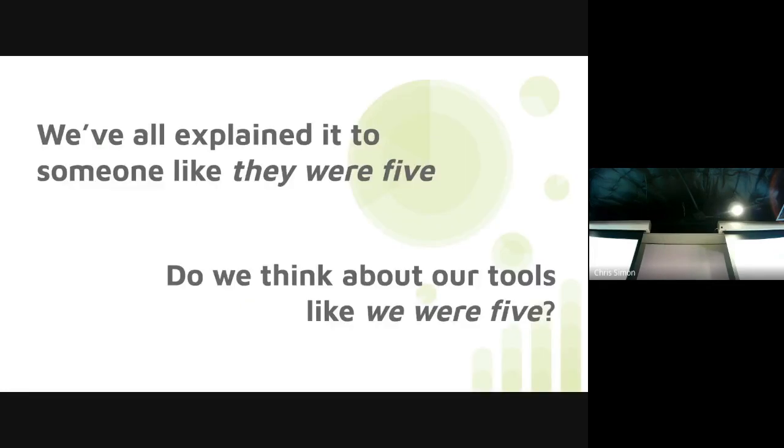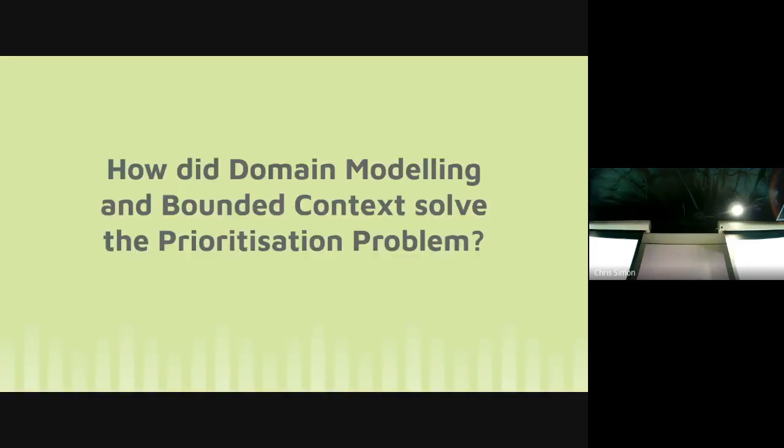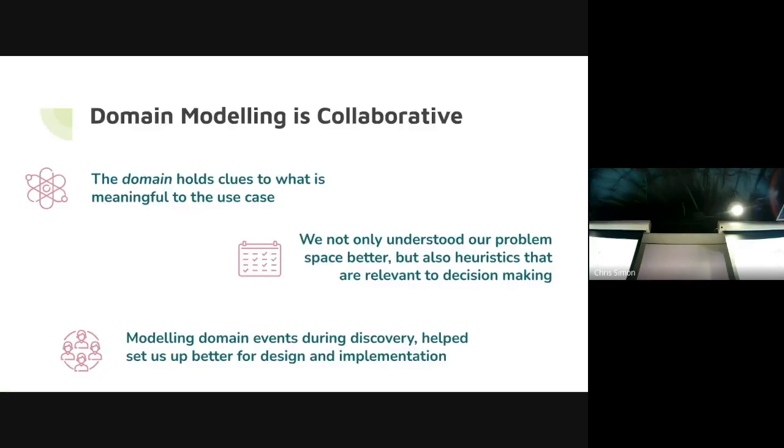I know for the last, I don't know how many years that I've been working, I've always been told if you really understand something, you can explain it to someone like they're 5. I wonder if we ever think about our tools like we're 5. I suppose if you give a 5-year-old a hammer, they might find something else to do with it, while the rest of us will perhaps be looking for nails. So how did domain modeling and bounded context solve a prioritization problem? I stop indulging myself at this point.